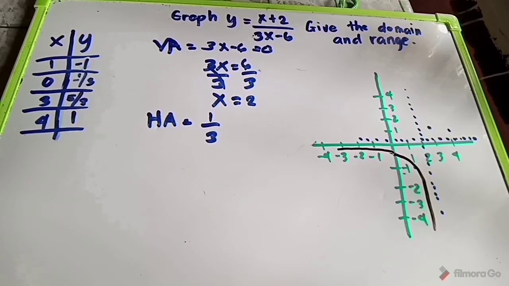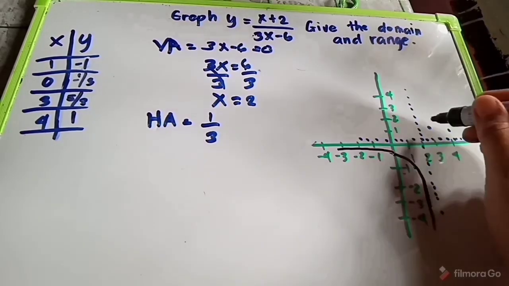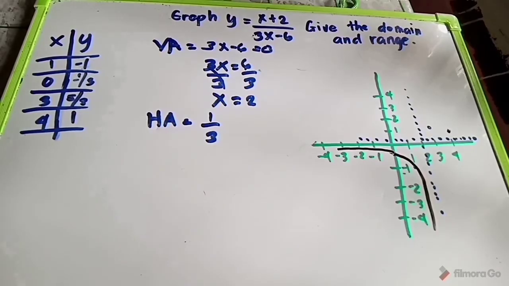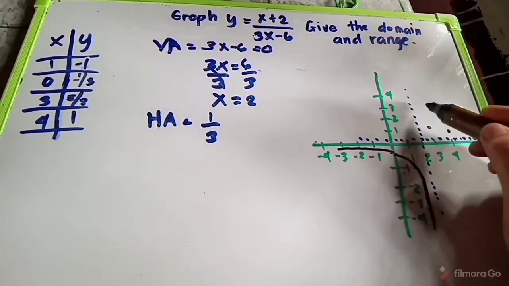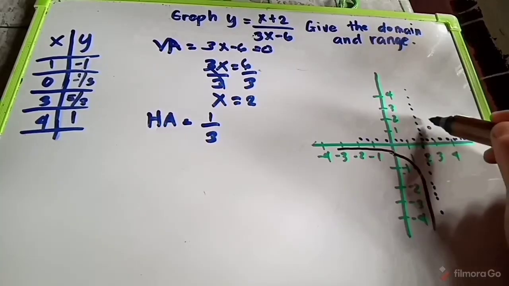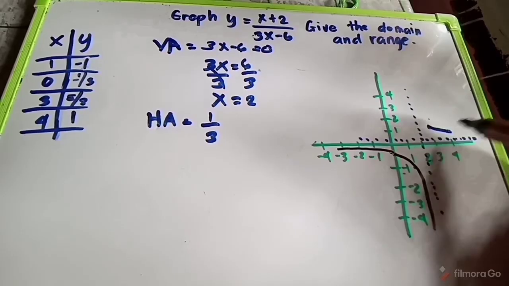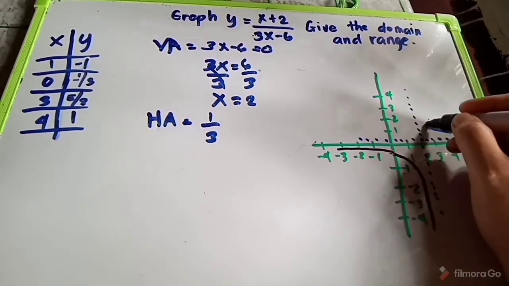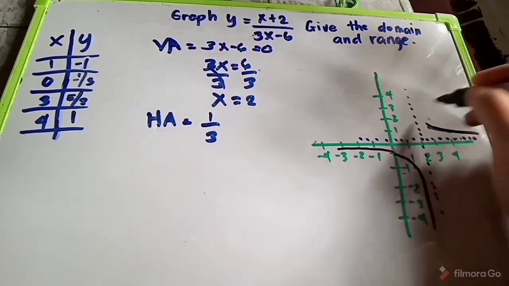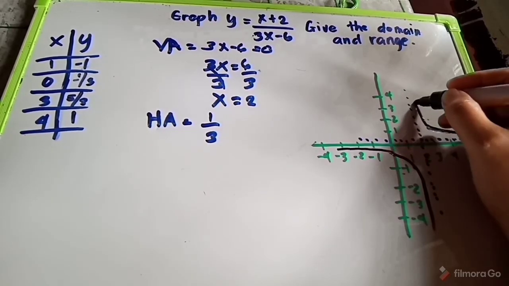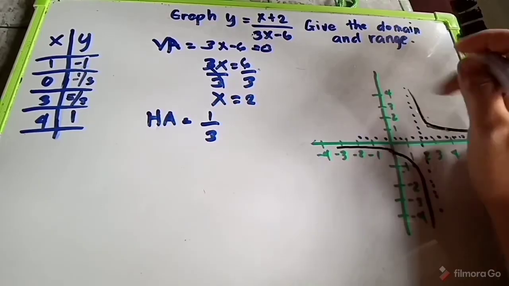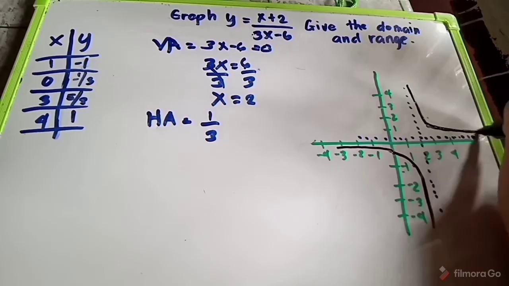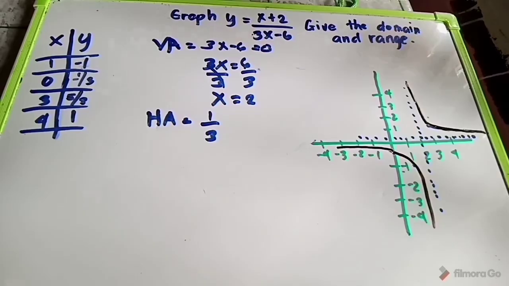Our curve. So let's try to have the curve here. And we will grab here. Sorry, this one. Okay, so let's have the black one. So this will be our graph, and then continue with it. This will be the graph of x plus 2 divided by 3x minus 6.